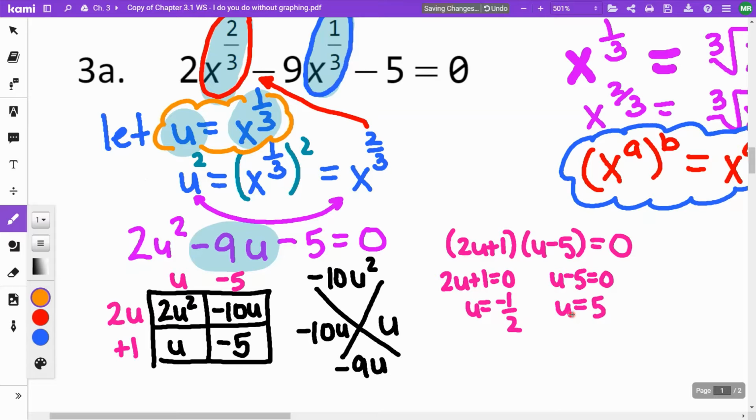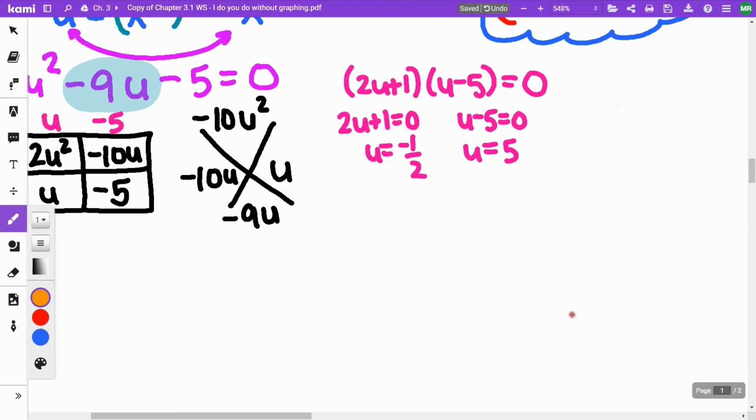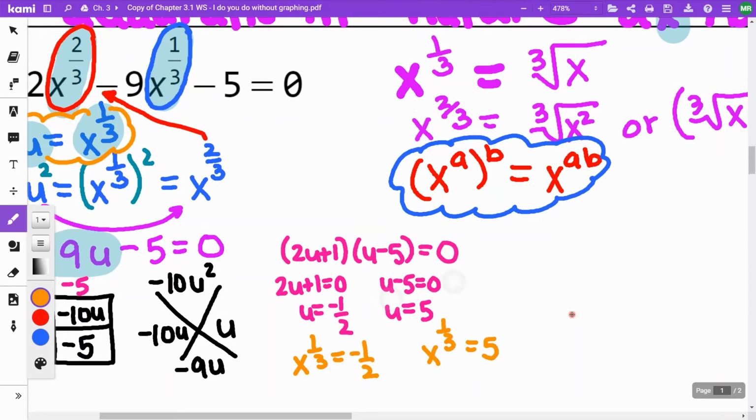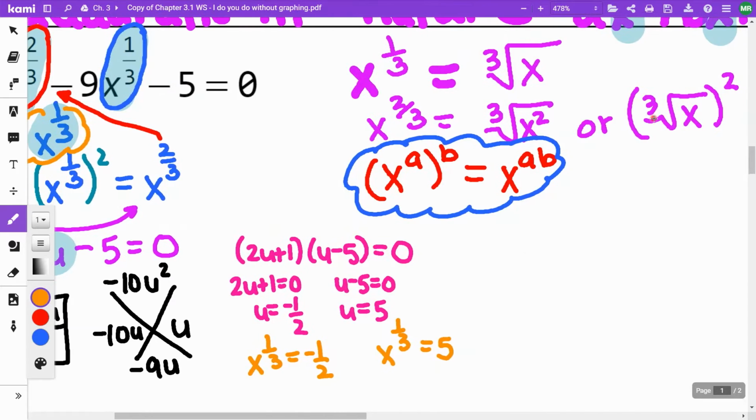Okay, I had set u to be x to the 1/3. So I'm going to rewrite this as x to the 1/3 equals negative 1/2, and x to the 1/3 is equal to 5. Now, I had said earlier that x to the 1/3 is the cube root of x, and x to the 2/3 is the cube root of x squared, or the cube root of x being squared.